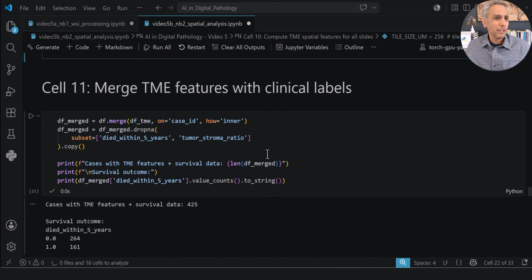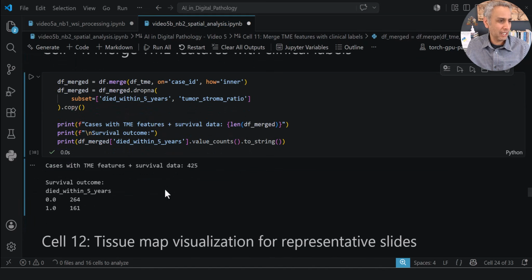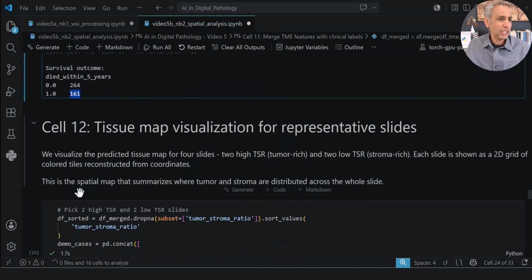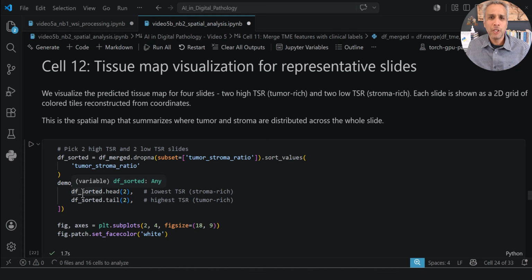Now let's merge this information with the clinical labels. I'm going to add the clinical labels, and that's it. Everything looks okay. So 264 survived, 161 died. Now let's visualize the tissue map. We select 2 slides with the lowest TSR and 2 with the highest from the merged data frame, and for each slide, we load embeddings and classify all the tiles.